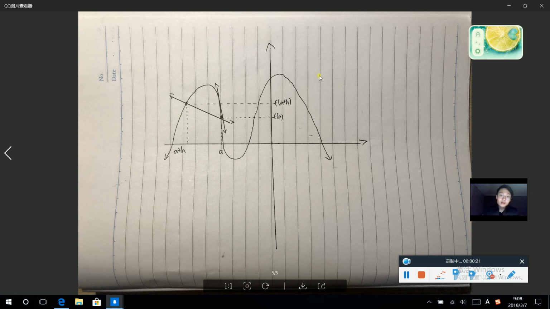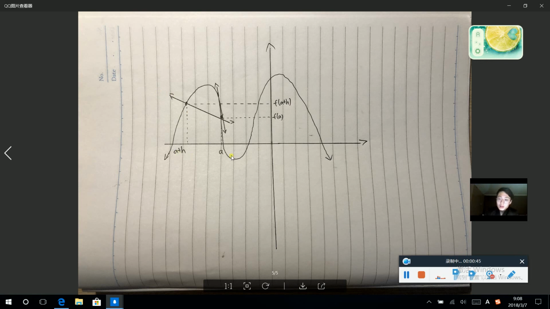This is the graph I set up randomly. As seen on the graph, this point is A plus h, with f of A plus h, and this point is A, f of A. I already drew a tangent line at point A and a secant line crossing f of A plus h and A.